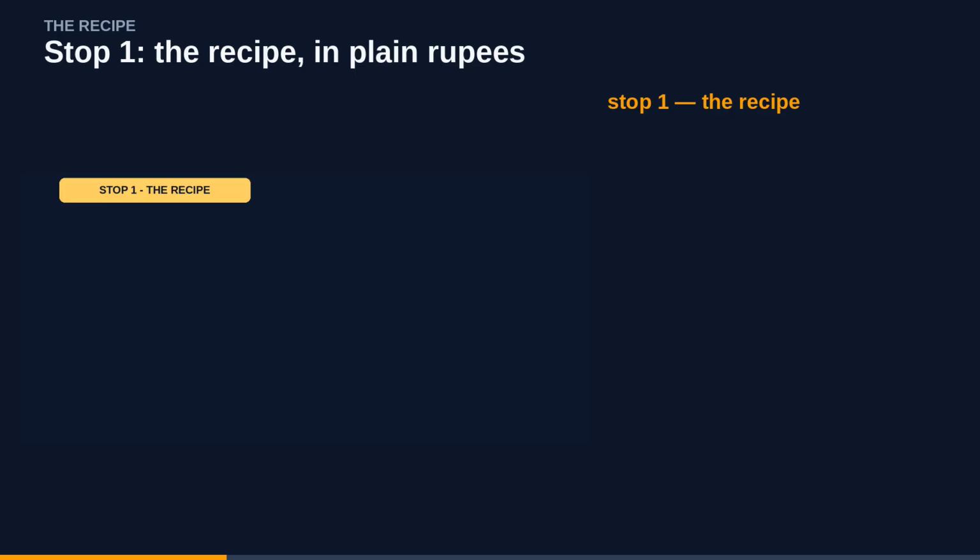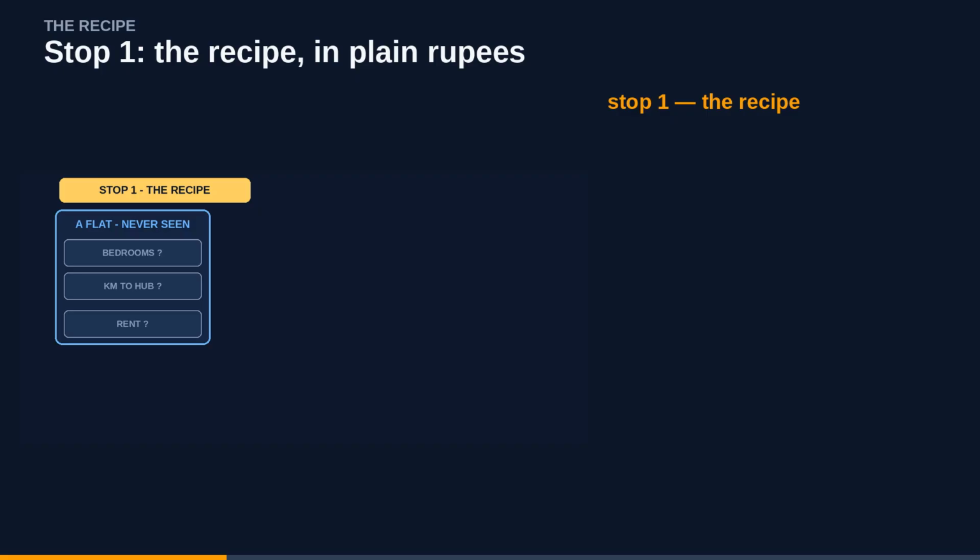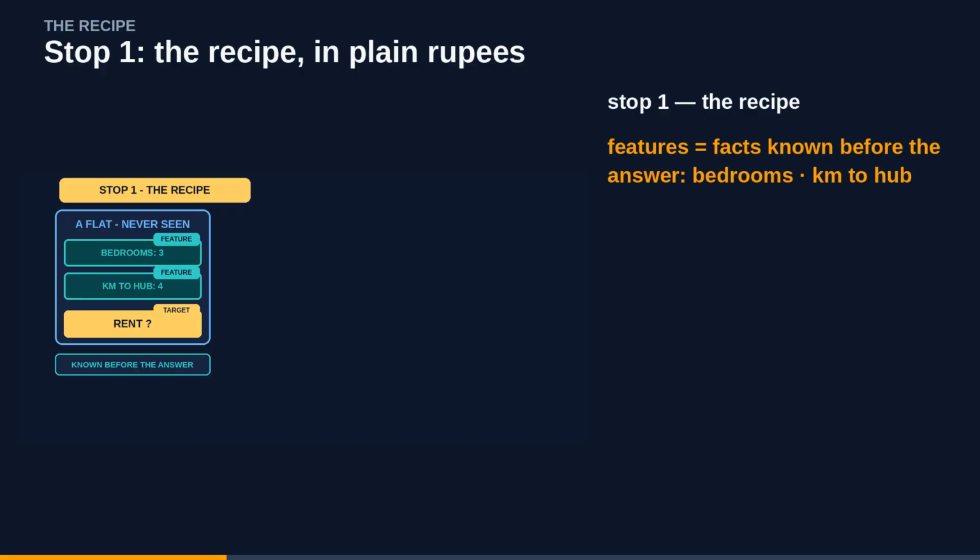Stop 1, the recipe. Suppose a flat you have never seen comes on the market. You know facts about it before you know its rent: how many bedrooms it has, and how far it sits from the business hub in kilometers. Facts like these, numbers you know before you know the answer, are the features, exactly the columns of X from lesson 1. The number you want, the rent, is the target.